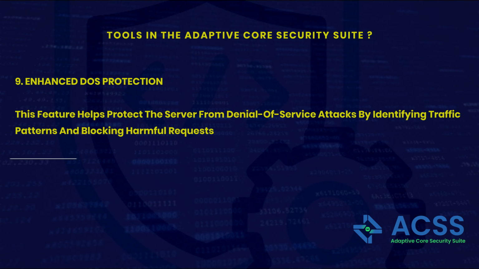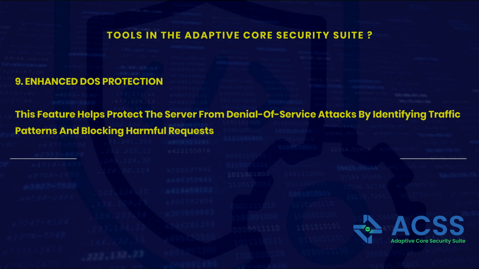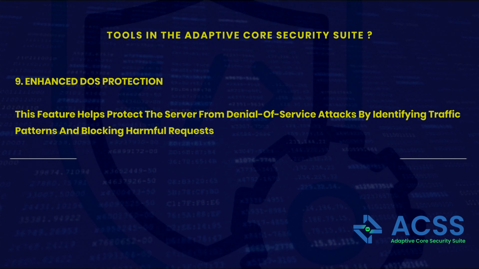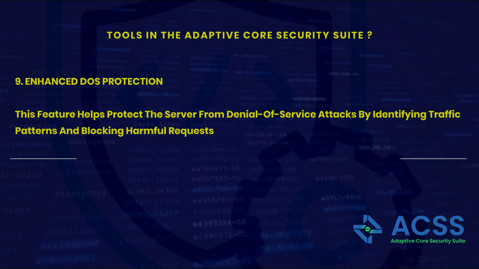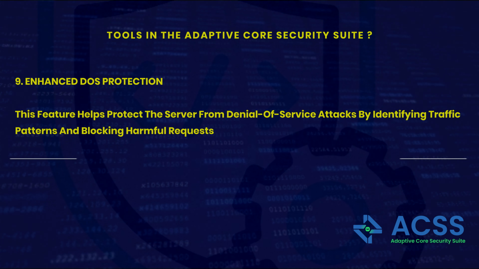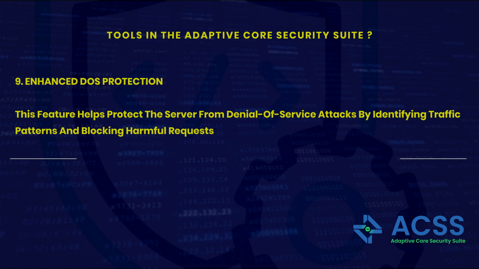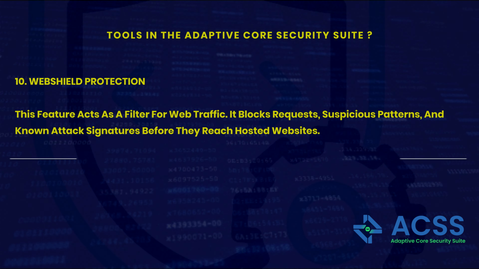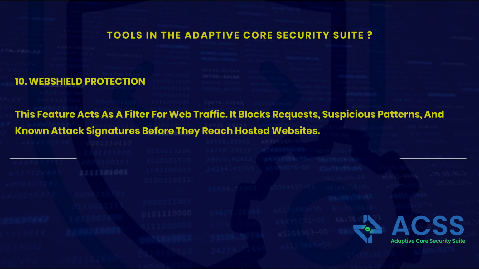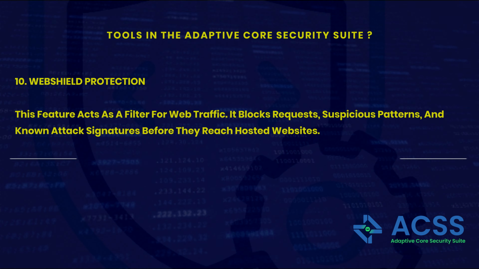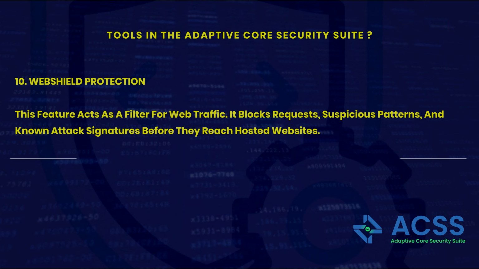Ninth tool, Enhanced DoS Protection. It helps protect the server from denial of service attacks by identifying traffic patterns and blocking harmful requests. It keeps the server stable even when it is being overloaded with excessive traffic. 10th tool, Web Shield Protection. Web Shield Protection acts as a filter for web traffic. It blocks requests with suspicious patterns and known attack signatures before they reach hosted websites.